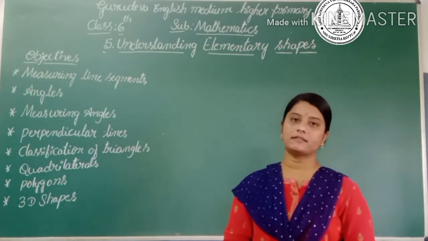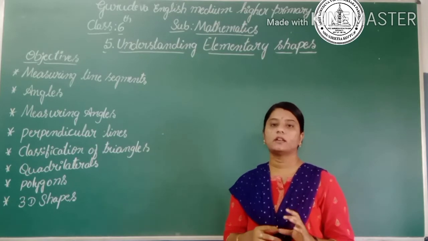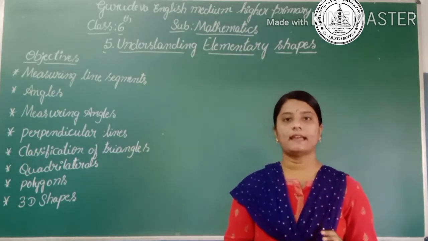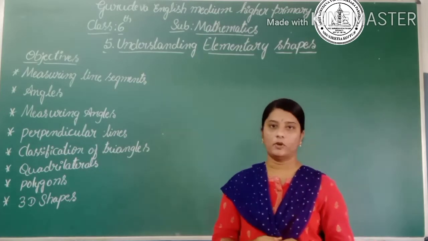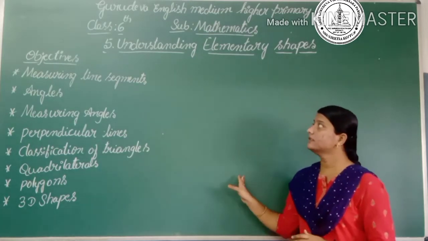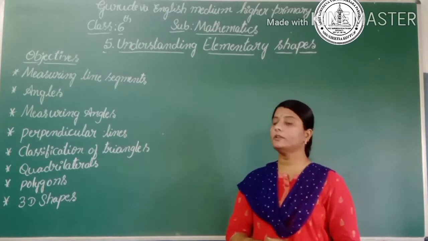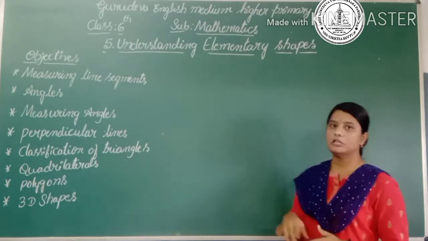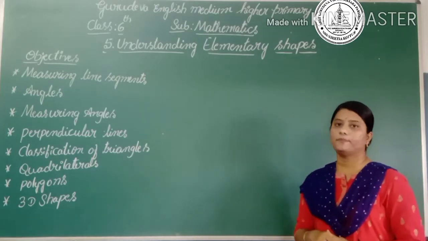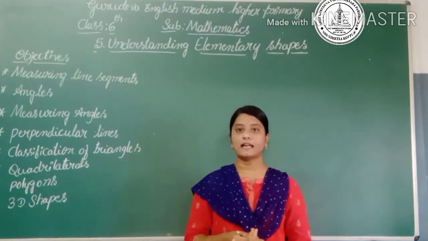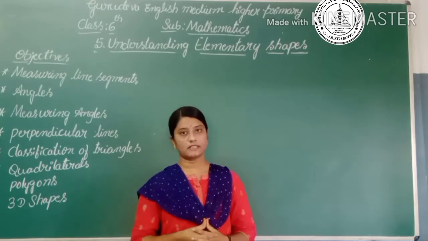Basic geometrical ideas are the point, curves, rays, line segment, then angles, quadrilaterals and polygon. In this lesson, we are going to understand the elementary shapes. Fifth lesson is understanding elementary shapes. Yes, all the shapes we see around us are formed using curves and lines.